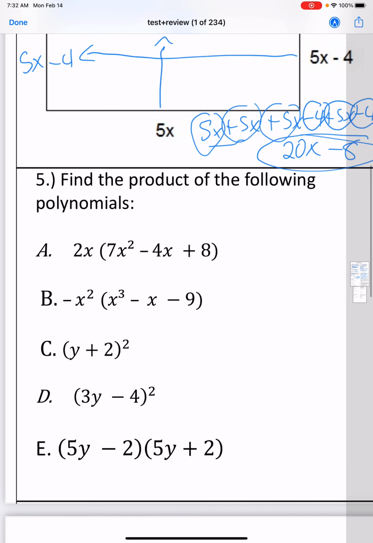Okay, this number 5 is asking you to find the product of all of these things. So that means we're going to be multiplying. This one's just simple distribution. You just have to remember what to do with those exponents. We multiply the numbers like normal and add the exponents.